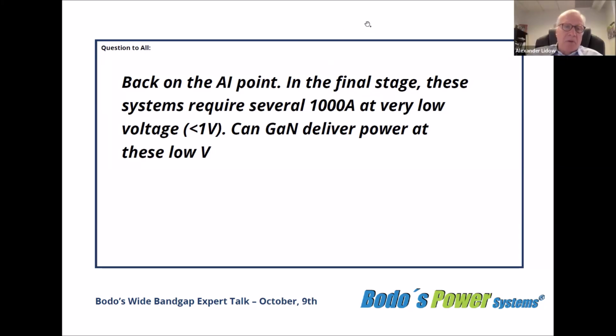The answer is absolutely yes. We have our new Generation 7 coming out, and at very low voltages we are right at about 1 milliohm per square millimeter. What does that mean? For a 1 square millimeter device, you can do about a milliohm of on-resistance. 10 square millimeters is 100 microohms. These are the kinds of resistances that are needed to conduct 1,000 amps.